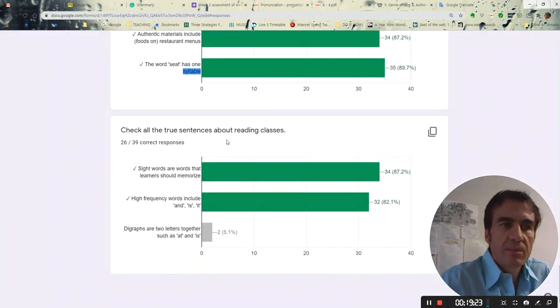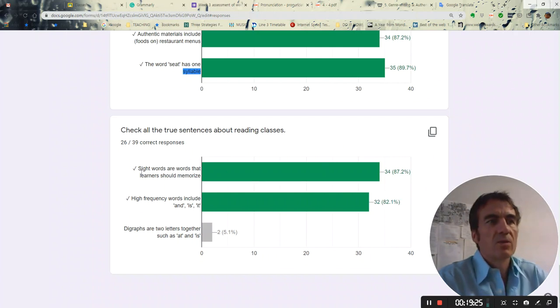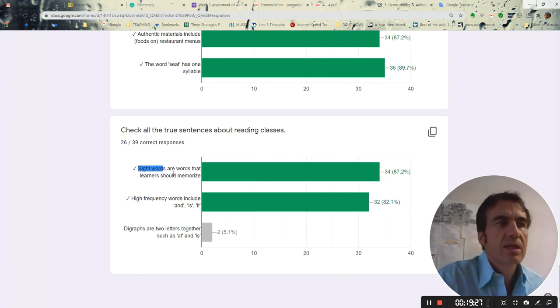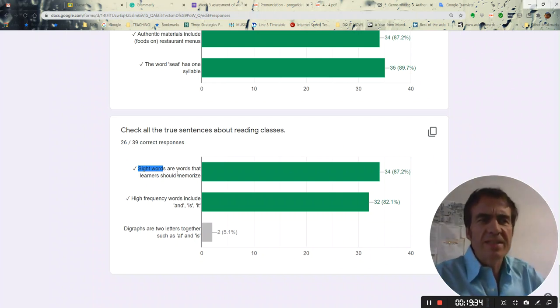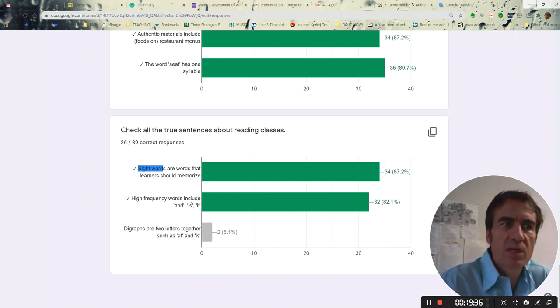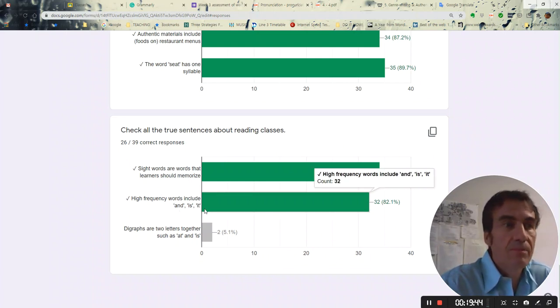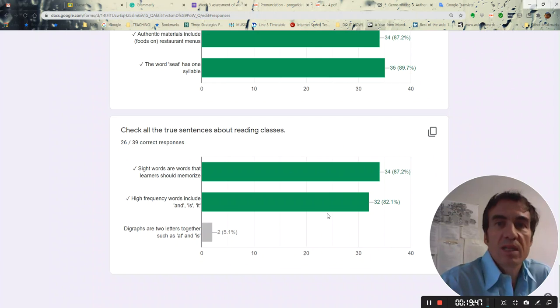Check all the true sentences about reading classes. Now, we talked about sight words, words that students should memorize because they're quite difficult. They're all very similar to high-frequency words, words that come up often. So high-frequency words are usually sight words, and they include words like and, is, and it, right? Because even words like desk could be included as high frequency.